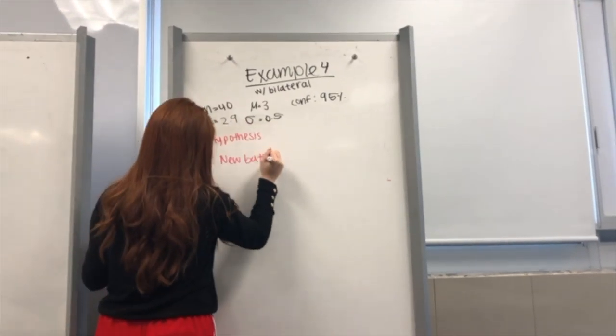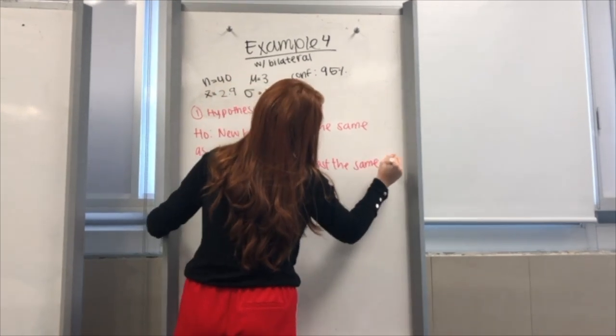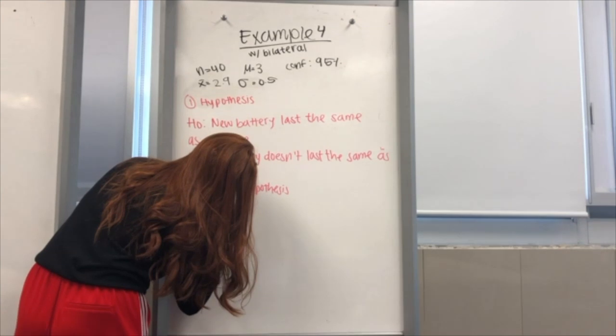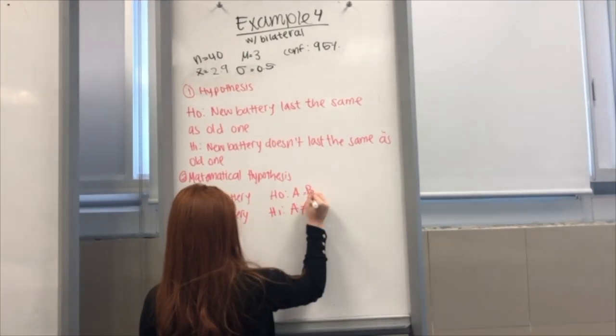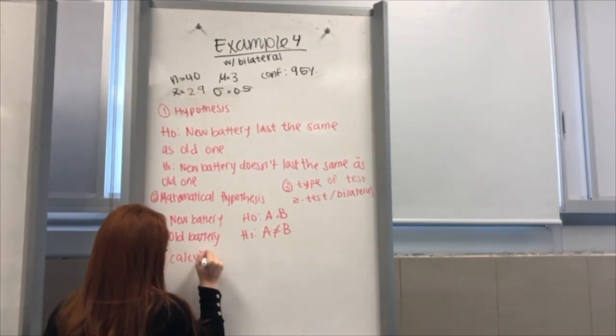First, we start the problem by stating our hypothesis. The null hypothesis is that the new battery lasts the same as the old one, and the alternative is that the new battery does not last the same as the old one. Then we do the mathematical hypothesis. So we have that A is the new battery and B is the old battery. The null will be that A equals B, and the alternative is that A is not equal to B. The type of test is a Z-test, and it's bilateral.